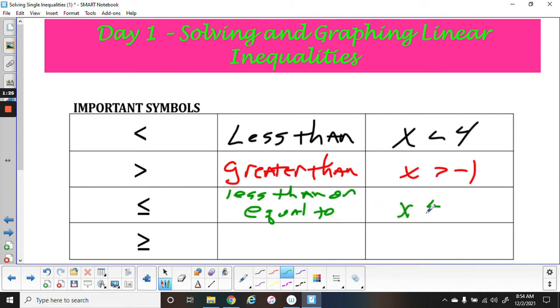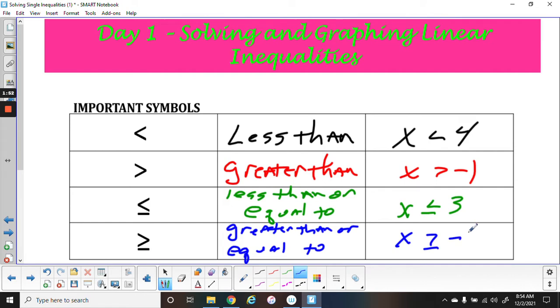So if you had x is less than or equal to 3, you'd want all the numbers less than 3, but you could also use 3 because 3 is equal to 3. I know it sounds a little strange. And then this one is greater than or equal to. And so you might have x is greater than or equal to -3. So then that would mean all the numbers bigger than -3, but you could also use -3.